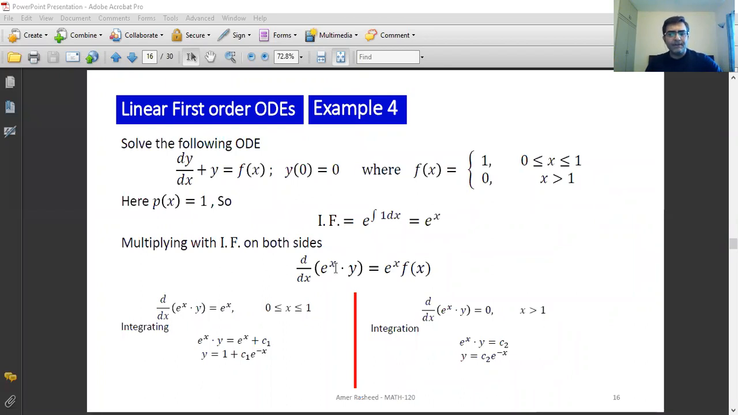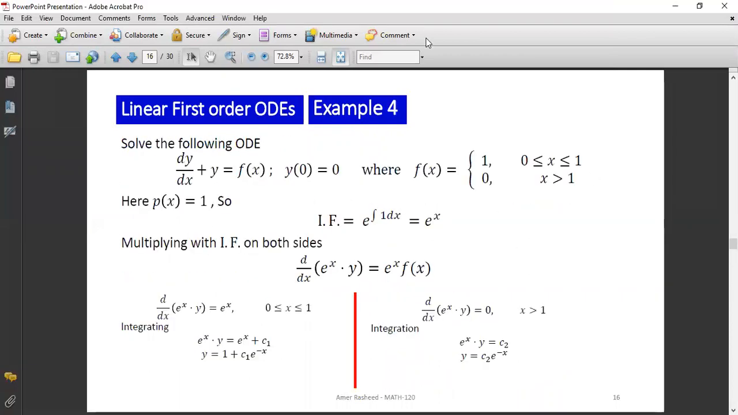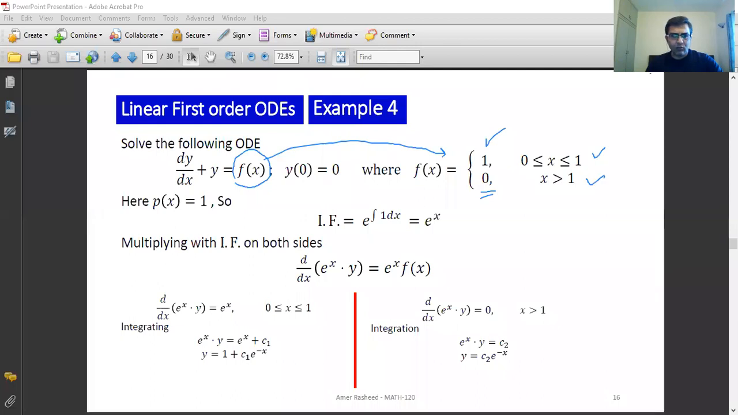In example 4, the right hand side function is this one, f of x, which is given as a piecewise function. Piecewise function means the function is 1 on the interval 0 to 1, and for x greater than 1, the function is 0. How can we handle these kinds of differential equations? This is what we are going to see in this example.